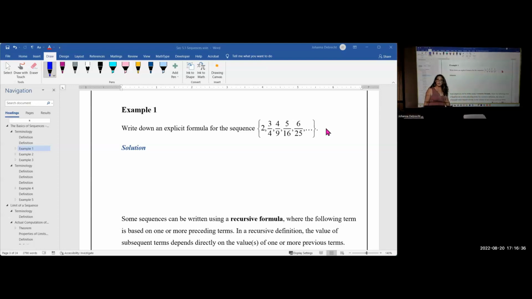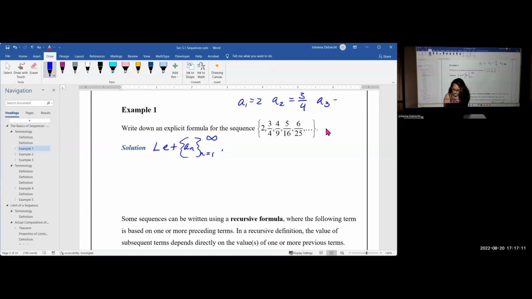Now we have to decide where we want to start n because that will affect the formula. So we're going to make the assumption that n starts with 1. So we have the sequence from 1 to infinity. And that's going to be with this list of numbers here. So that means that a sub 1 is 2. And that means that a sub 2 is 3 over 4. And a sub 3 is 4 over 9.